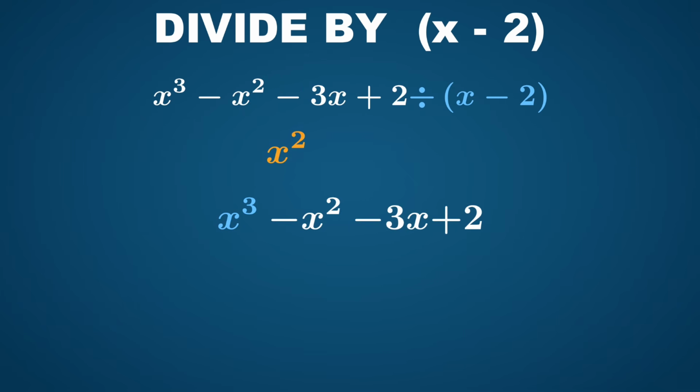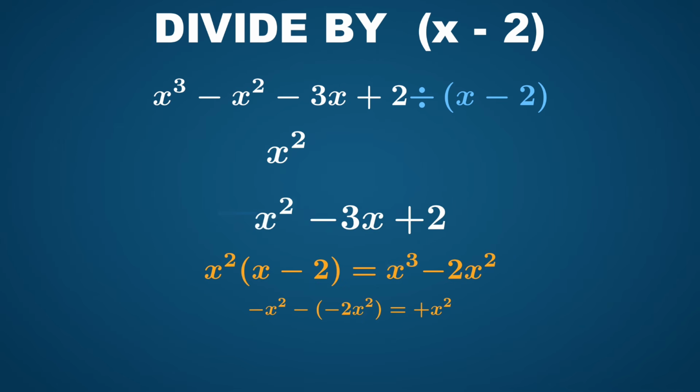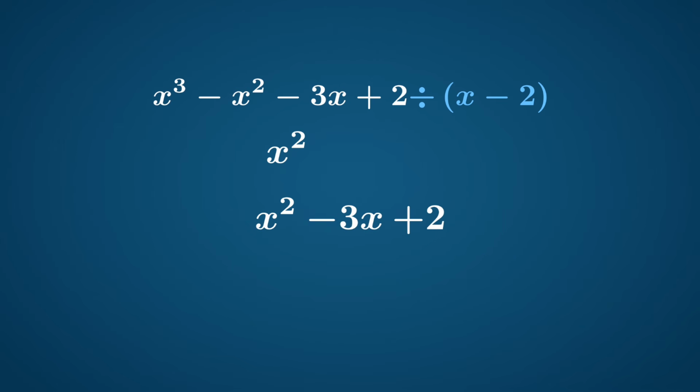x cubed divided by x gives x squared, the first quotient term. x squared times x minus 2 is x cubed minus 2x squared. After subtracting, minus x squared plus 2x squared leaves x squared. So we carry x squared minus 3x plus 2 into the next round.